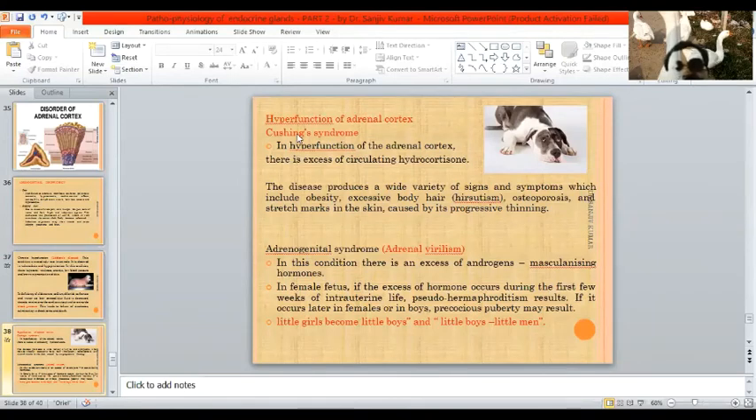If you don't remember anything else, remember that Cushing's syndrome is due to hypersecretion of adrenal cortex, and it will be manifested by obesity, excessive body hair formation, osteoporosis, stretch marks in the skin, and the skin becomes very thin.